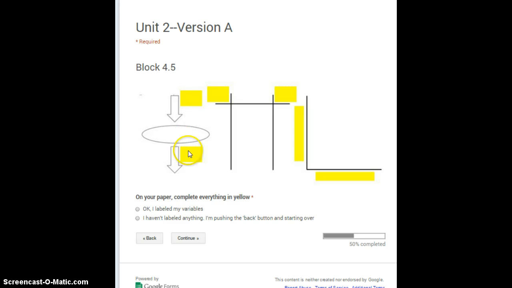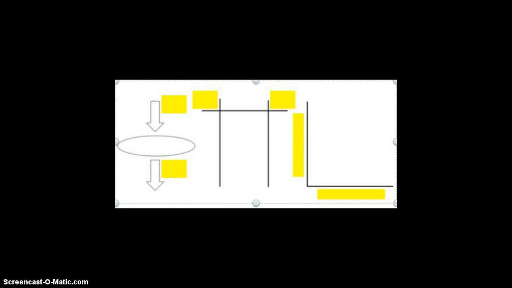Okay, so let's go ahead and fill out all of these yellow things. I've got here all of the variables that I need to label. Feet goes in, and blocks come out. So that means I can label this feet, and down here is feet. And then this was the output here, blocks. And the output here was blocks. It's a little bit slanted.